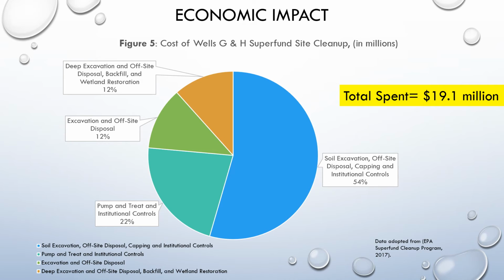What about the economic impact? So once the well was shut down in 1979, cleanup had to occur, and cleanup turned out to be an incredibly costly event. The total amount spent was $19.1 million, and as you can see by this pie chart, 54% of that money was spent on soil excavation, offsite disposal, capping, and institutional controls. The point of this is to make clear that this was a costly event. TCE contamination is detrimental to people, and it's also very difficult to clean up.